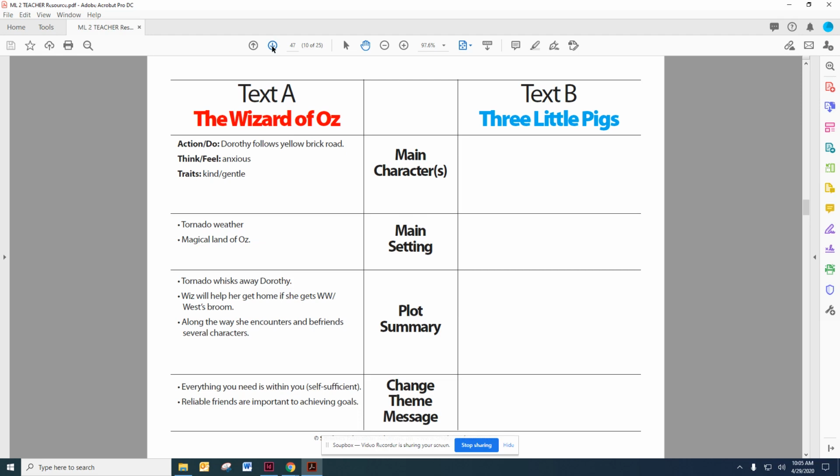All right. Traits, kind and gentle to the different characters she meets along the way. All right. Setting. Well, there's the tornado at the beginning, but the main setting's the Land of Oz.